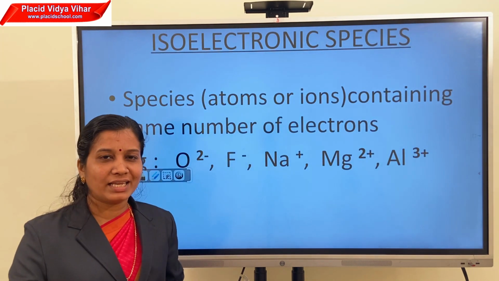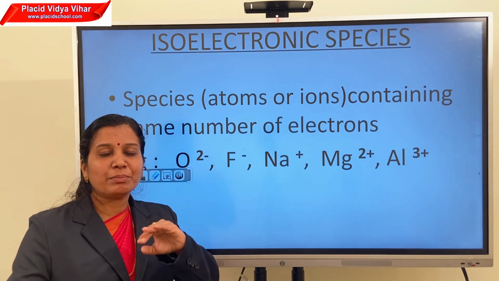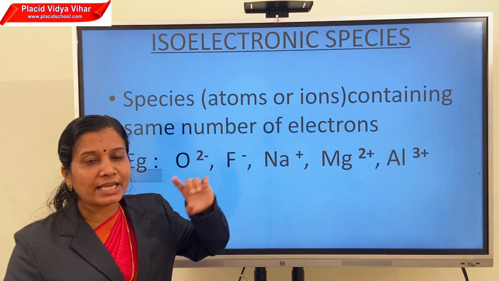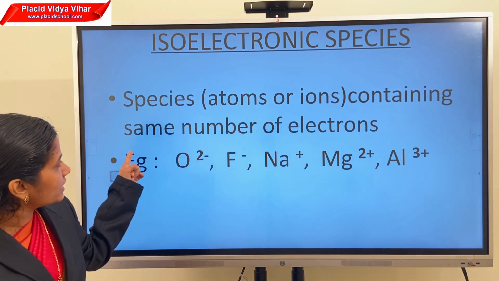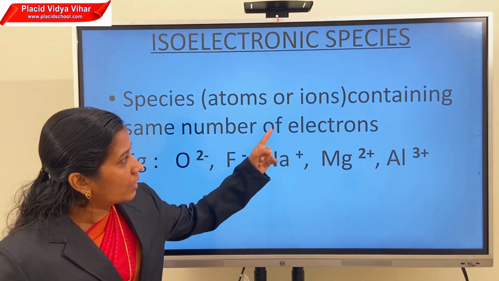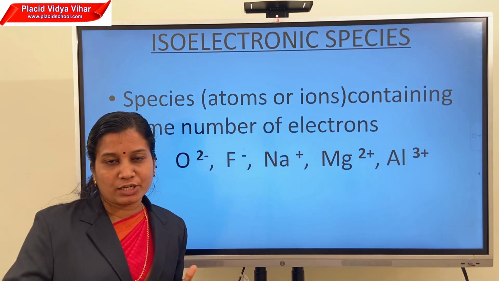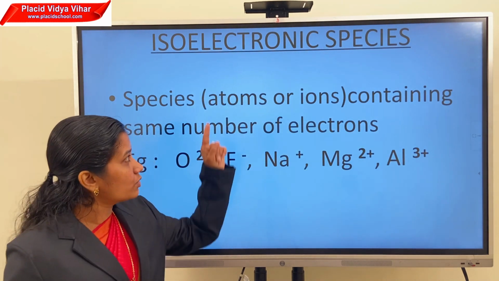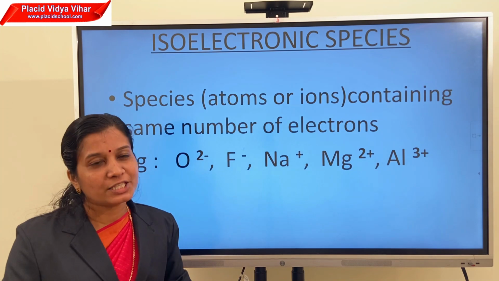From the name itself, electronic. That means same number of electrons. Iso means same. So electronic means same number of electrons. So species, that means that may be an atom or ions containing same number of electrons. Atom or ions containing same number of electrons. So that is the isoelectronic species.